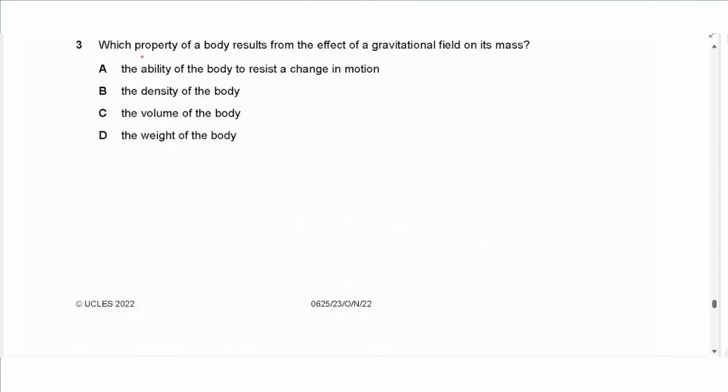Question 3 says which property of a body results from the effect of gravitational field on its mass? So the effect of a gravitational field is attraction force, which is the weight. So the answer is D.